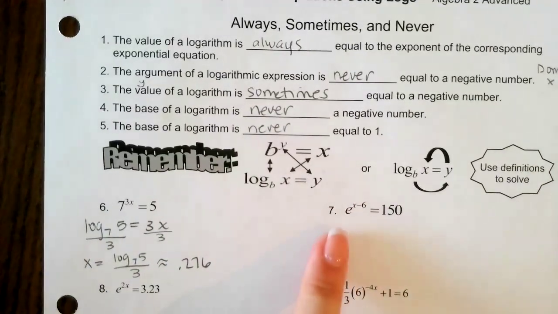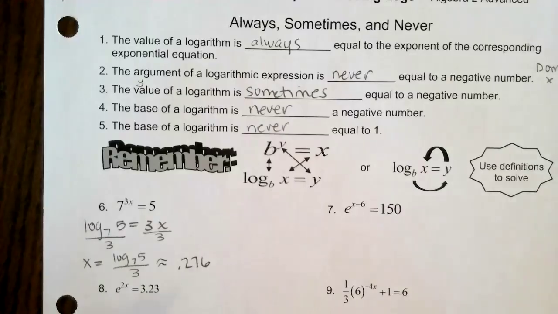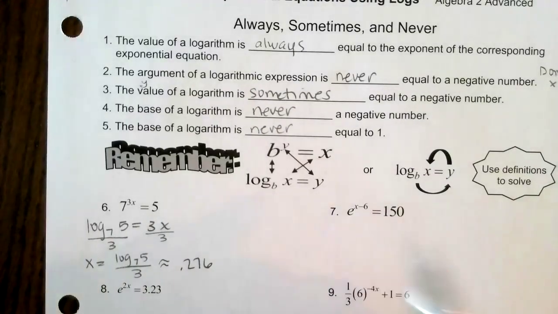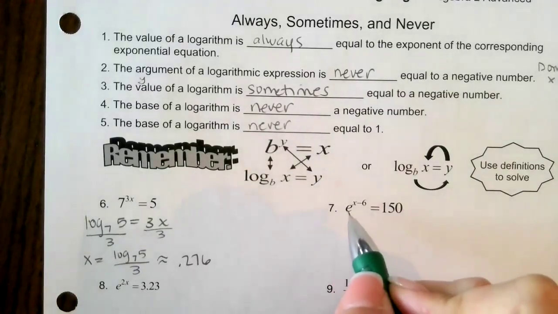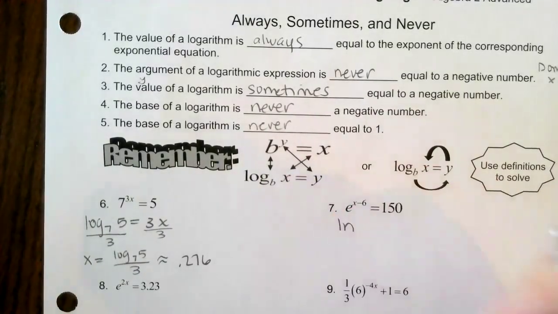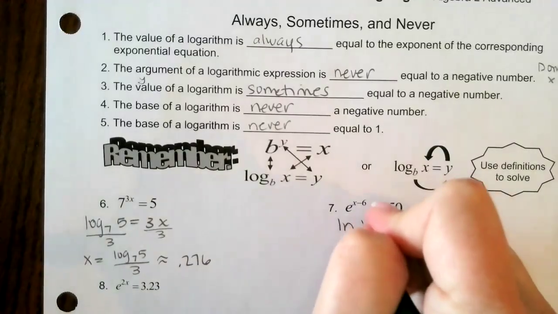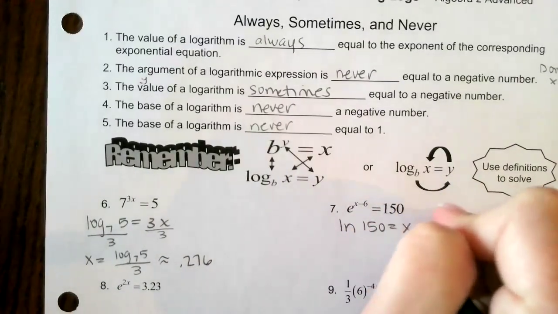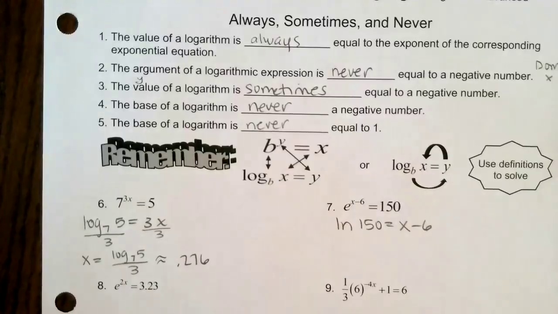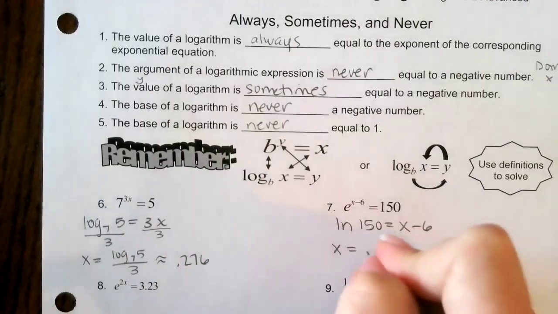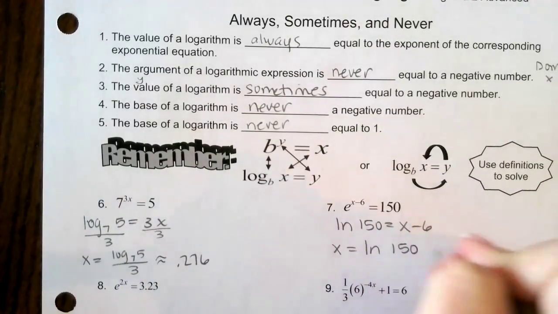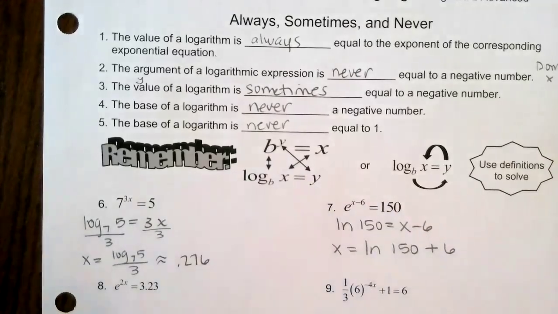All right, for our next one here, e to the x minus 6 equals 150, again, I need to free this from the exponent. So I convert this to a log. Now, a log with a base of e, we write that as the natural log. So that's ln 150 is equal to x minus 6. In this case, we are going to add the 6 to get it to the other side. And so x equals the natural log of 150 plus 6.